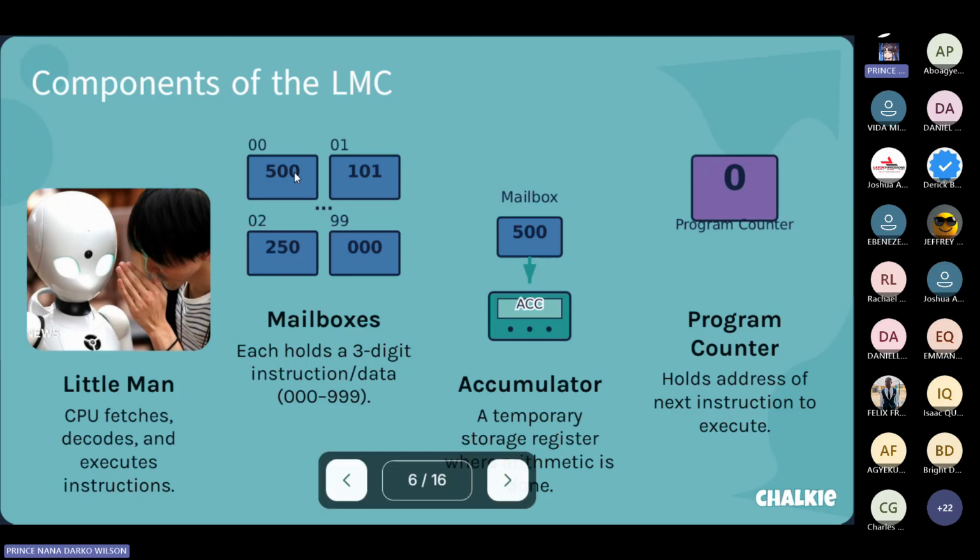And I want to add it to another data that has been stored in this box here, 101. I am going to take the data from 500, feed it to the mailbox, feed it to the accumulator over here. Then I'll take the data 101 and also feed it to the accumulator. And inside the accumulator, if I want to do an addition, it is going to combine 500 to 101. In the process, it will be storing the data as well as processing them.